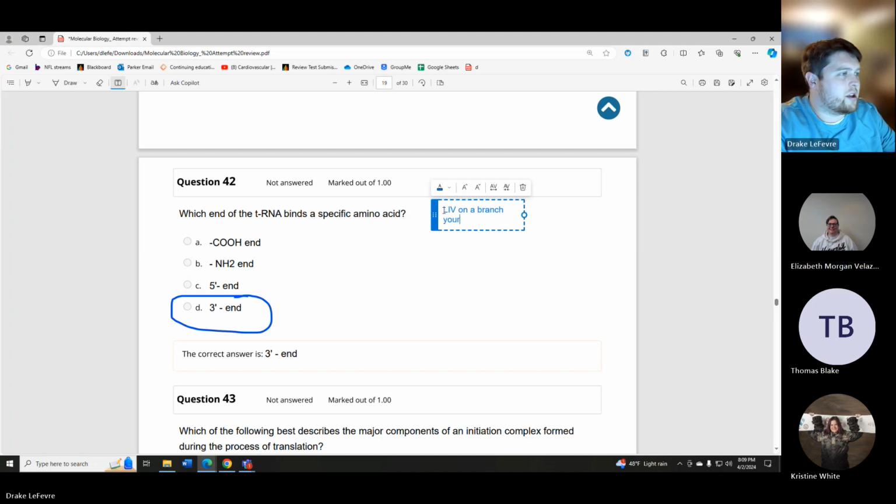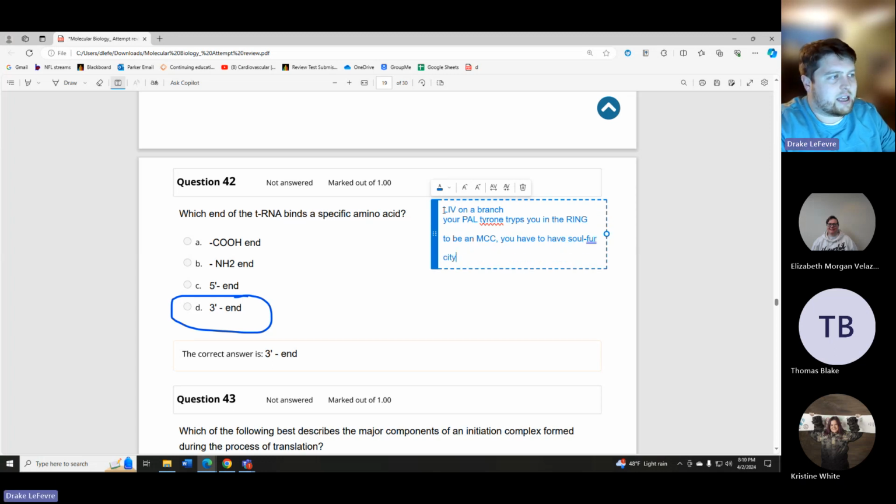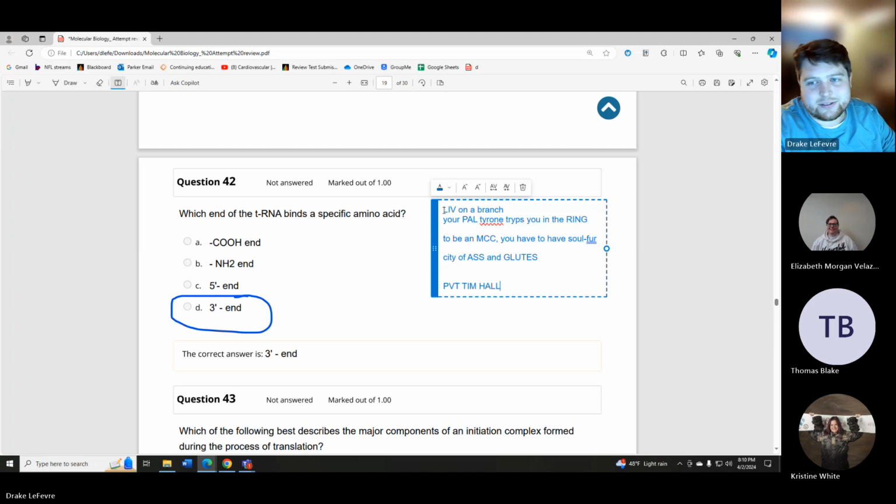We have your pal Tyrone trips you in the ring for the ring structures. To be in MCC, you have to have soul. You have your city of ass and glutes, right? All of these guys. If you remember, you have private Tim Hall. Remember that one? Private Tim Hall? Yeah. These are our essential amino acids.